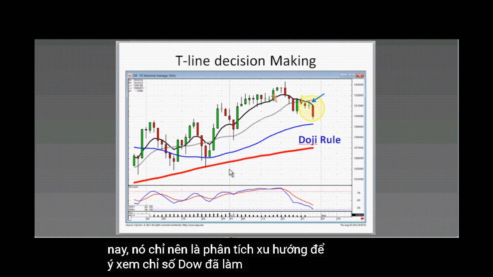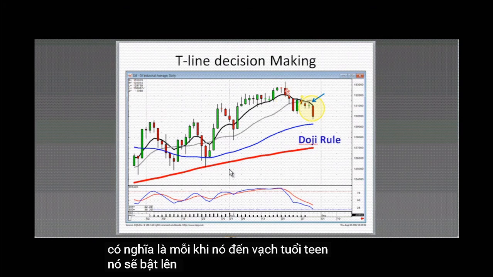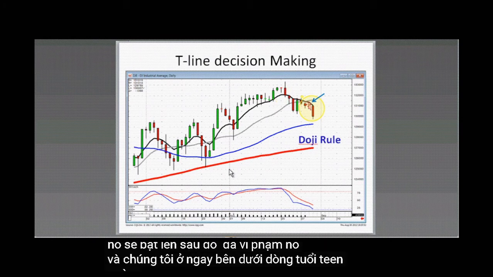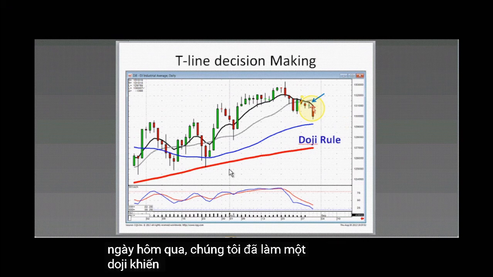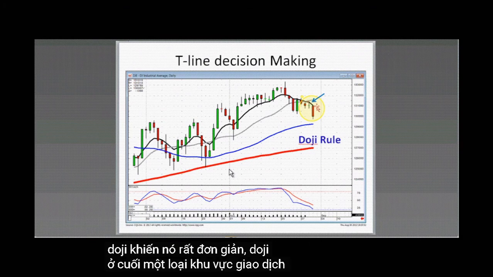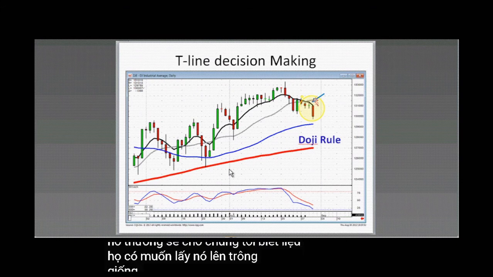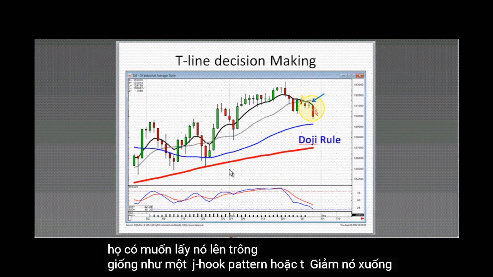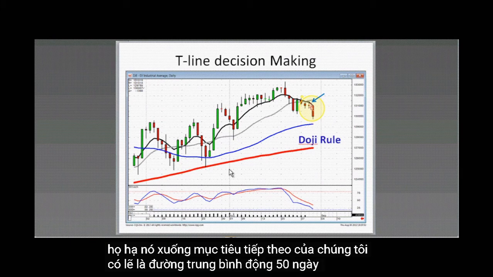Notice what the Dow has been doing. Every time it came to the T-line, it would pop back up. Then it breached it, and we were just below the T-line. Yesterday, we did a doji, which made it very simple. The doji at the end of a flat kind of trading area was usually going to tell us whether they were going to take it up, which would look like a J-hook pattern, or take it down. If they took it down, where's our next target? Probably the 50-day moving average.